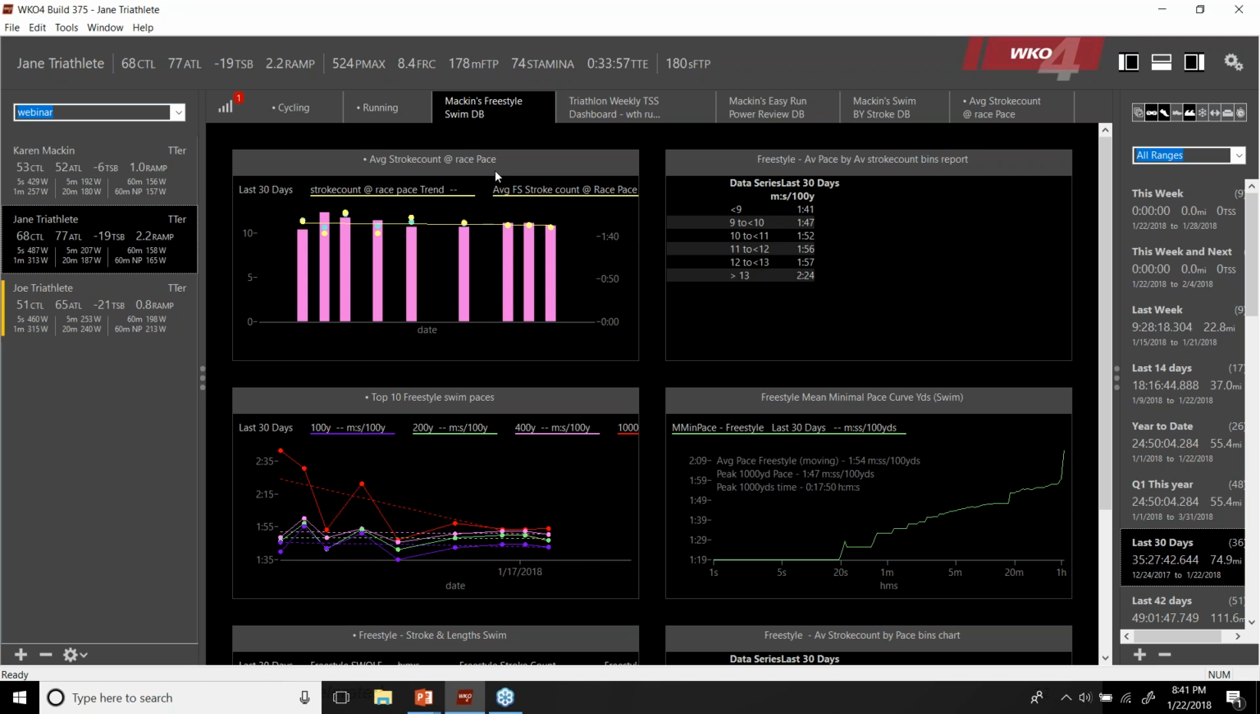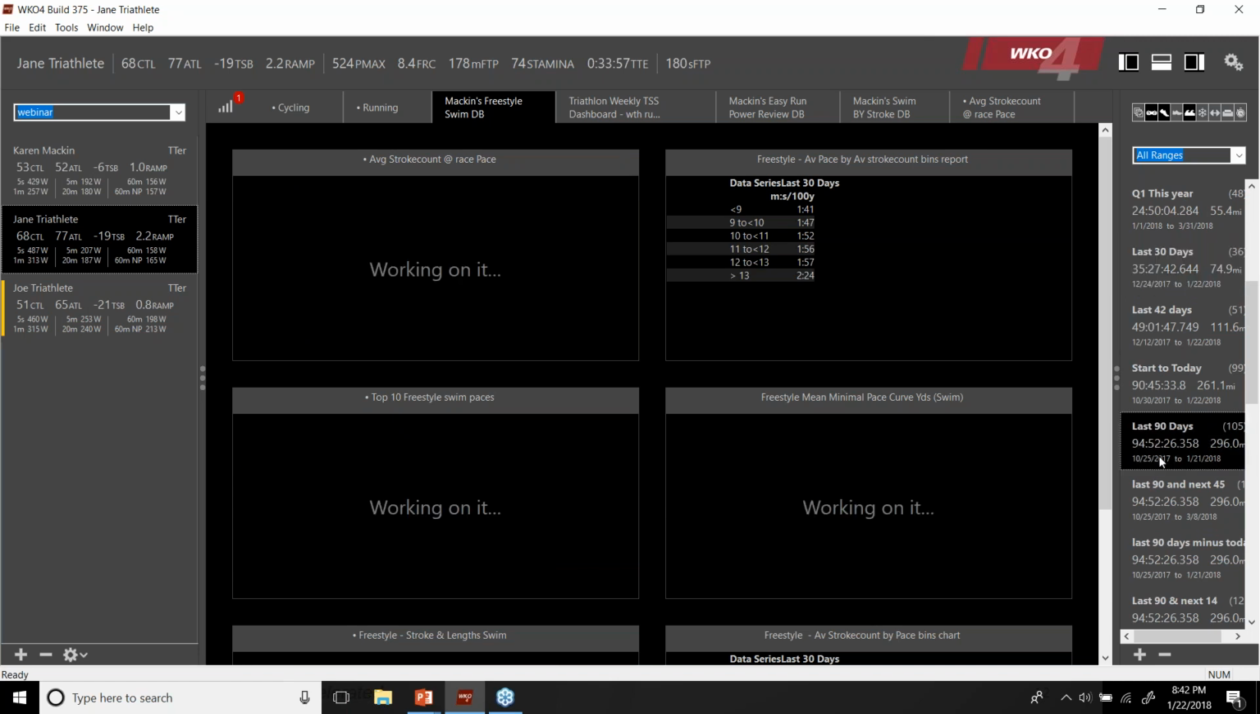This athlete has been working on stroke improvement. Basically, she had a few things with her stroke that we needed to work on, and I want to see that in the data. I want to see some improvement here in the data. So let's go to the last 90 days.